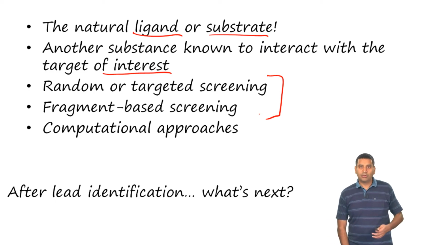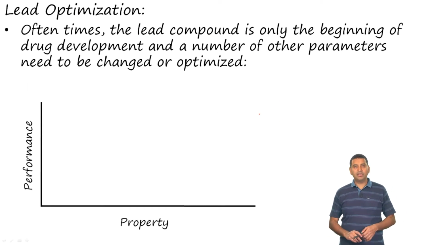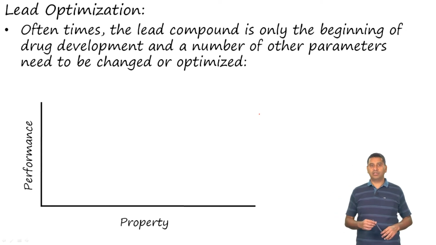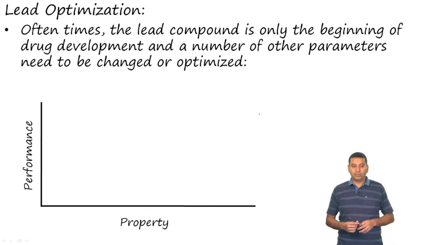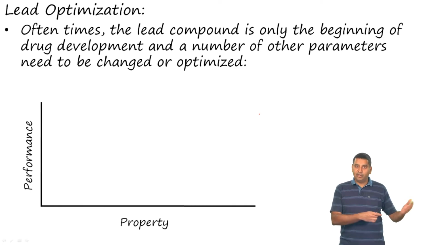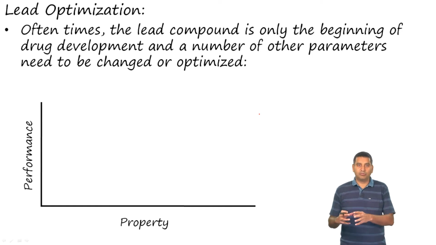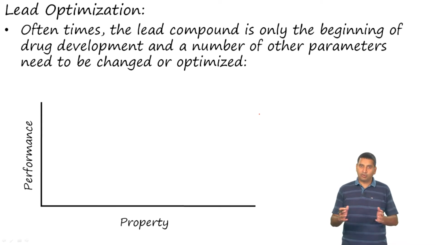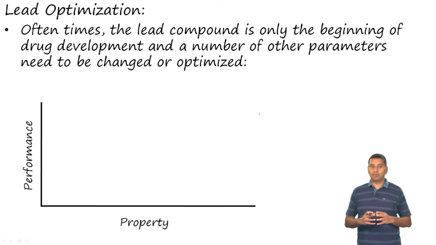So, what do we do afterwards? We do a process called optimization. The lead compound that we obtain by any of these approaches gives us an interesting structure to begin with. This is only the beginning of drug development, and we need to change a number of parameters, or do what is known as optimization.